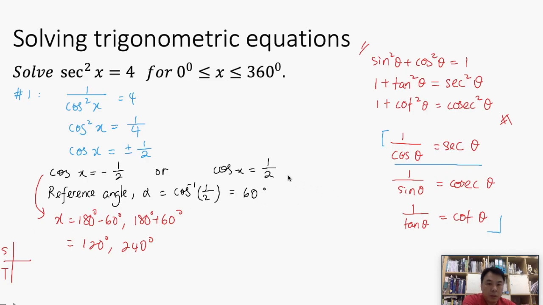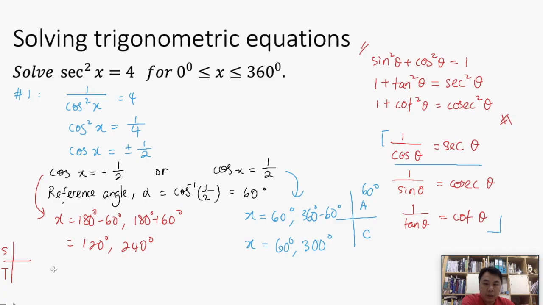Now, my second solution is easier. For this, the quadrant is positive for A and C. So the first one is 60 degrees here, and then the last one is 360 minus 60. Therefore, I can say that this is equal to 60 degrees and then 300.